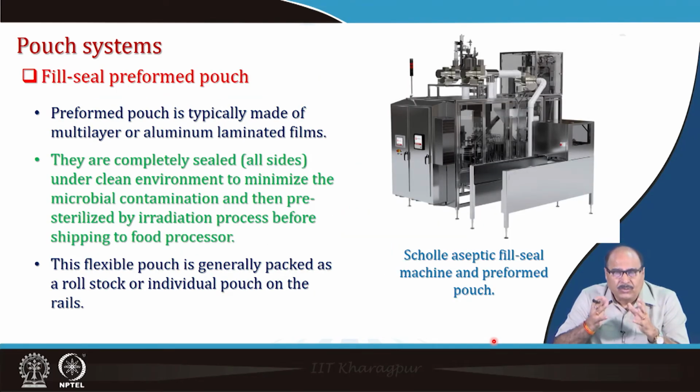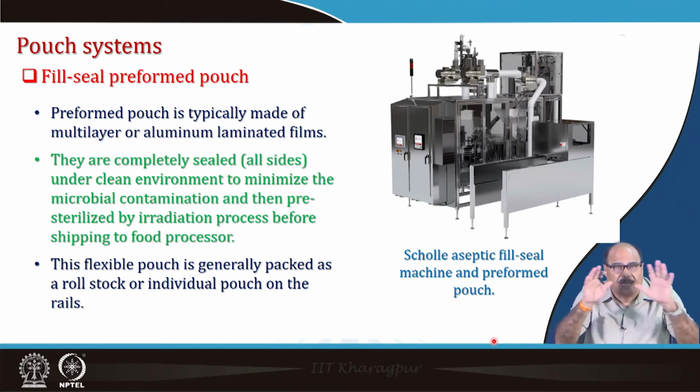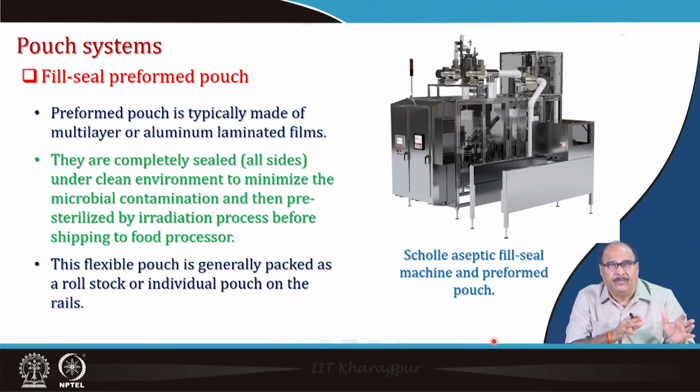Then the pouch system or other popular systems, that is fill seal pre-formed pouch. The pre-formed pouch is typically made from multi-layer aluminum laminated film. They are completely sealed on all sides under a clean environment to prevent microbial contamination, and then pre-sterilized by an irradiation process before shipping to the food processor. This flexible pouch is generally packed as roll stock of individual pouches on rails.